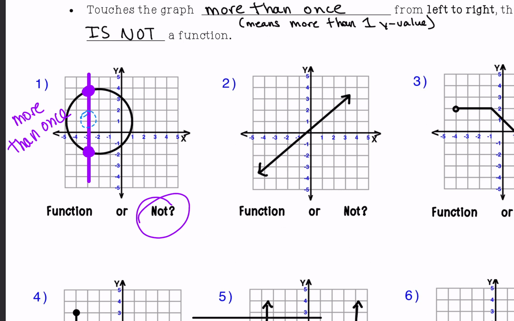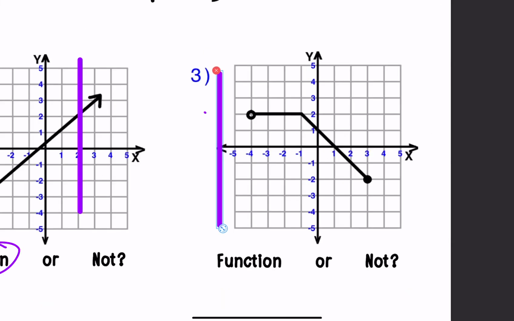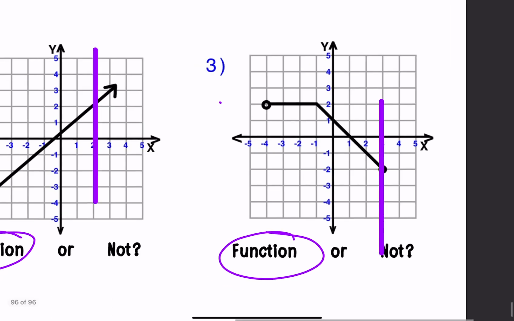So let's do this again. Taking this line, starting on the left, touching the graph once, touching that diagonal line once, right here it's touching once, right here it's touching once. So it's touching once the whole time. That means, yes, it is a function. Okay, so looking at 3, starting on the left, right here it's touching my line one time, one time just here, one time here. Only touched once the whole time. Therefore, yes, it is a function.